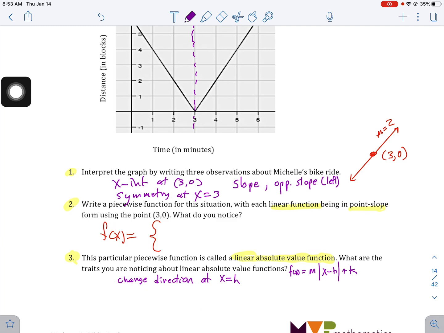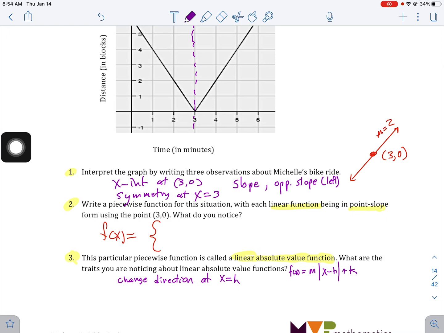And it says write a piecewise function. So you can think of this as one segment that you'll write an equation for, and then this is the other segment. So our piecewise function will have two sub-functions within it, one for the positive slope and one for the negative slope. And looking at the positive, we can see the slope is 2, intersects with (3, 0).